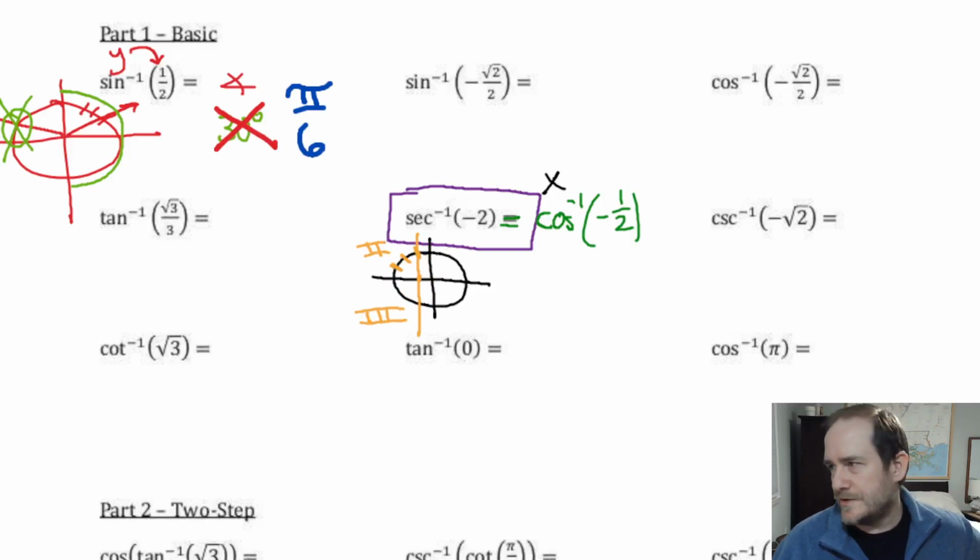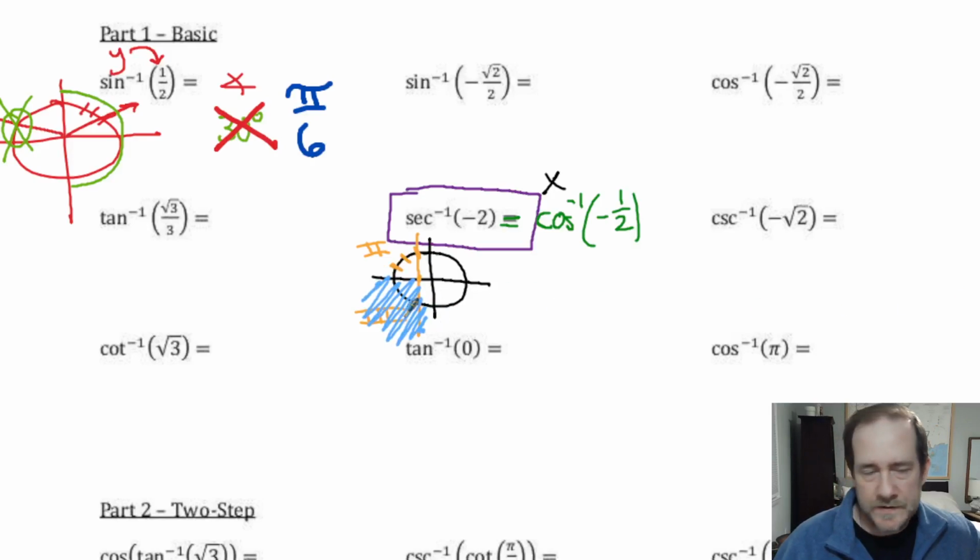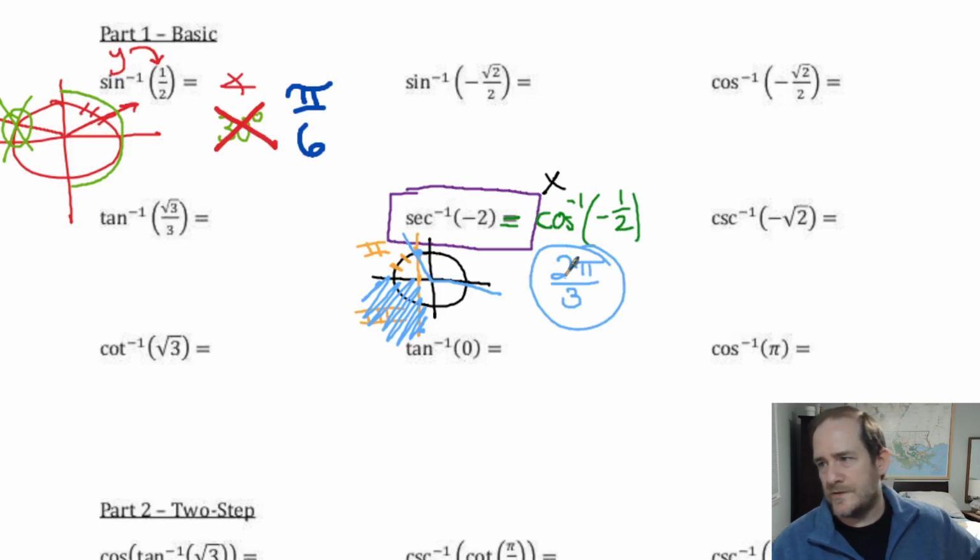And we have the good fortune of knowing that quadrant 3 is never in the actual range of any of our functions. We only restricted our domains to either quadrants 1 and 4 or 1 and 2. Literally no function will ever map onto an angle that's in quadrant 3. So if your only options are quadrants 2 and 3, go for the one that's in quadrant 2. And that angle, of course, is 2 pi over 3. So the inverse cosine is 2 pi over 3.